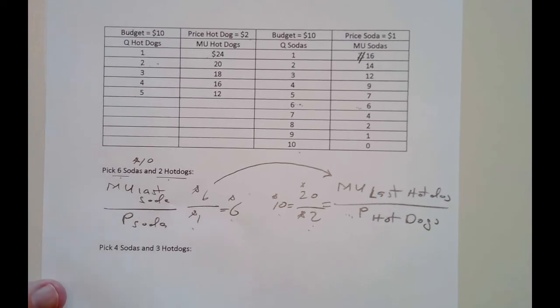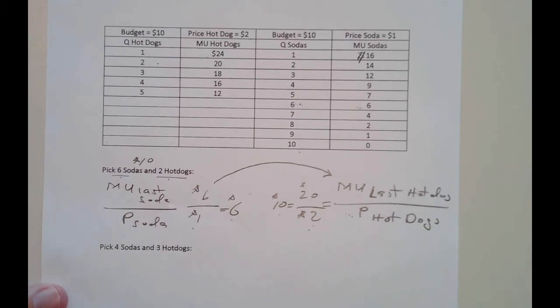So we're back, and let's buy another hot dog. I'm going to buy a third hot dog, and that's going to leave enough money for me to buy 4 sodas, because a hot dog is $2. So I'm looking at the marginal utility of my last hot dog, which is now the third one, divided by the price, which is still $2.